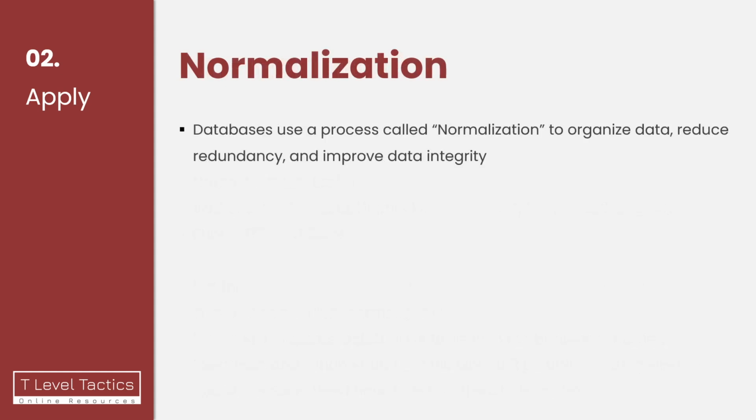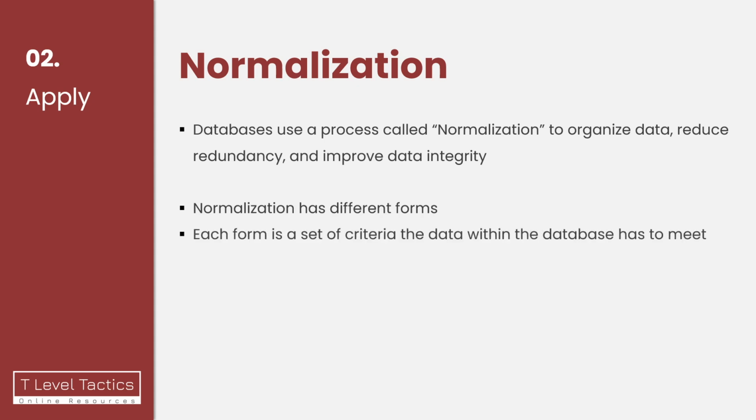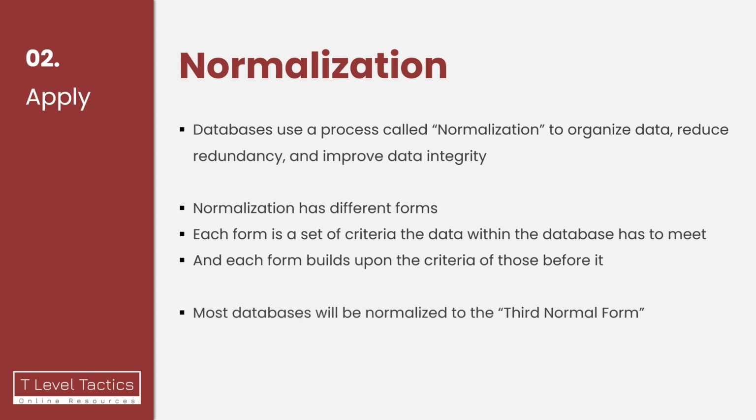Databases use a process called normalization to organize data, reduce redundancy, and improve data integrity. And normalization has different forms. Each form is a set of criteria the data within the database has to meet. And each form builds upon the criteria of those before it. Most databases will be normalized to the 3rd normal form. However, some can be normalized to 5th normal form or higher.